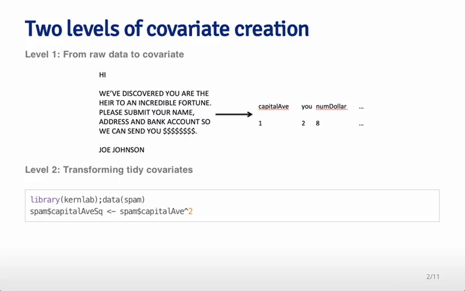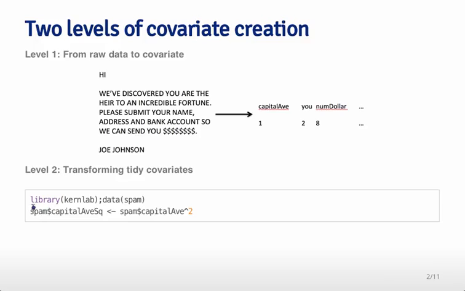This step, raw data to covariate, usually involves a lot of thinking about the structure of the data that you have and what is the right way to extract the most useful information in the fewest number of variables that captures everything that you want. The next stage is transforming tidy covariates. In other words, we calculated this number, say capital average, the average number of capitals in a data set. But it might not be the average number that's related very well to the outcome that we care about. It might be the average number of capitals squared or cubed, or it might be some other function of that. And so the next stage is transforming the variables into more useful variables.